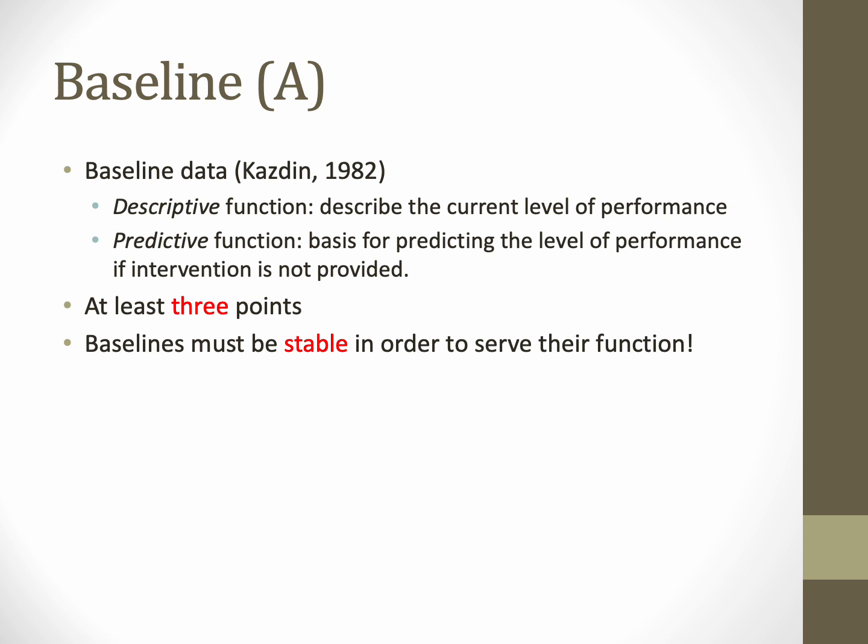A is baseline phase, B is intervention phase. So we are going to have only one baseline phase and one intervention phase. For baseline, you need to have at least 3 stable baseline points. That means you need to have at least 3 baseline sessions. So when you move to intervention, you can compare behavior change before the intervention and after intervention.